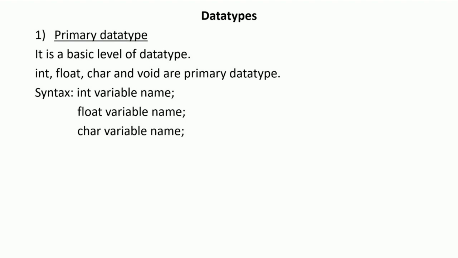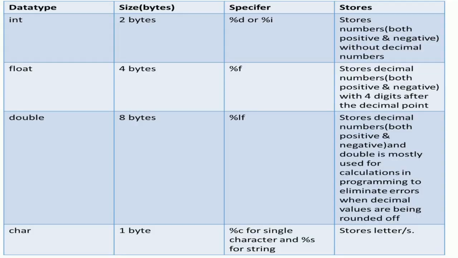Similarly, for storing decimal point in a variable, float space variable name and end with semicolon. And similarly, if you want to store letter, then you have to write char for character space variable name and end it with semicolon. Here on your screen I have presented a table wherein it gives all the details of different types of primary data type.